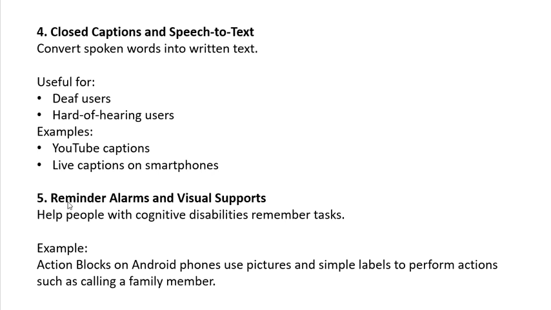And fifth is reminder alarms and visual supports, which help people with cognitive disabilities remember tasks. An example is Action Blocks on Android phones, which use pictures and simple labels to perform actions such as calling family members.